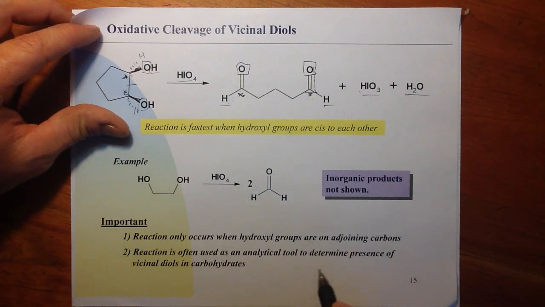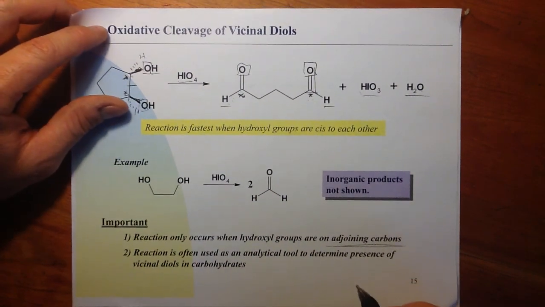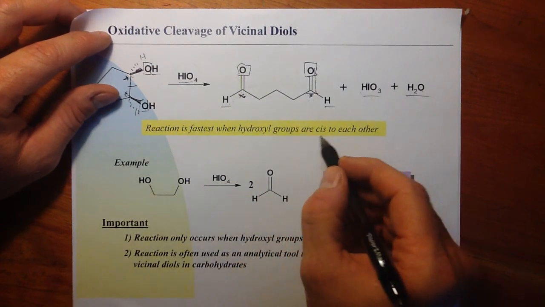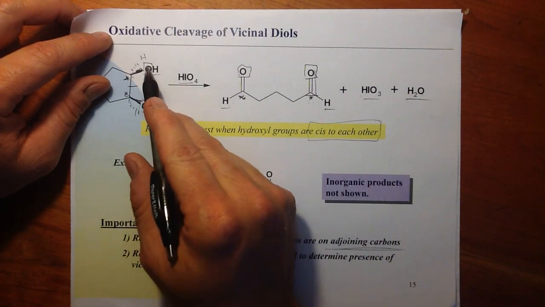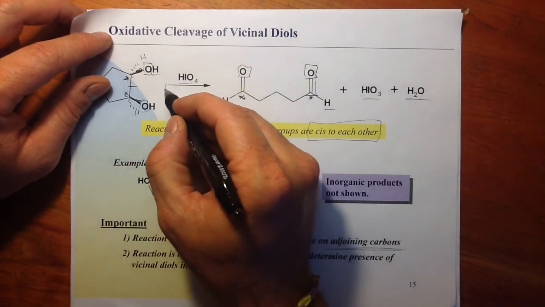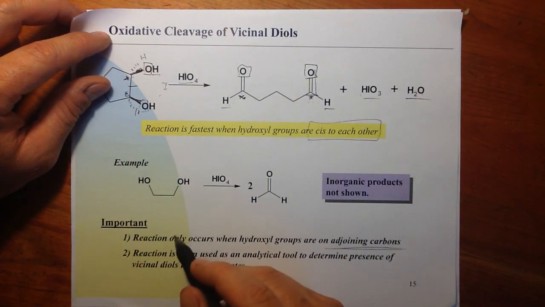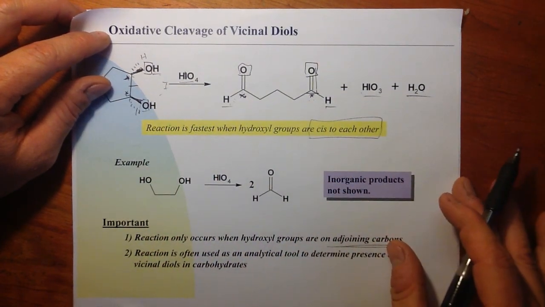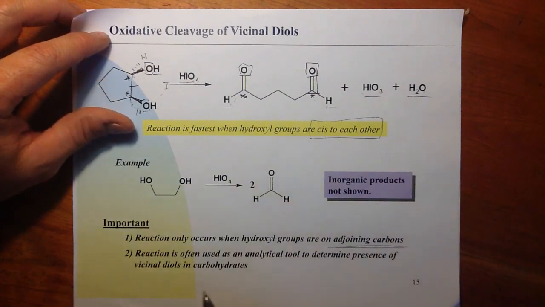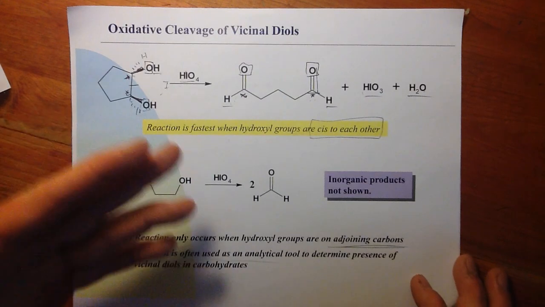It is important to remember that they have to be off of adjoining carbons for this reaction to occur, and they often work best if they're cis to each other. It's fastest if these groups are cis to each other, because then they can make that bridging structure with the iodine in the periodic acid. So it's best if they're cis to each other. Well, that's it. It says something about it being used as an analytical tool, but we do need to know this reaction.